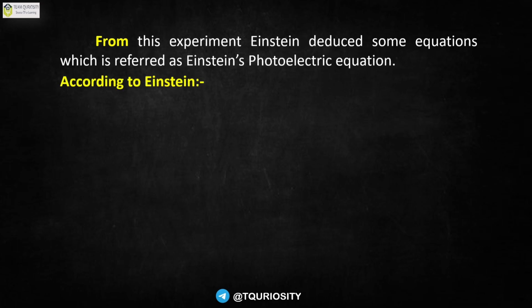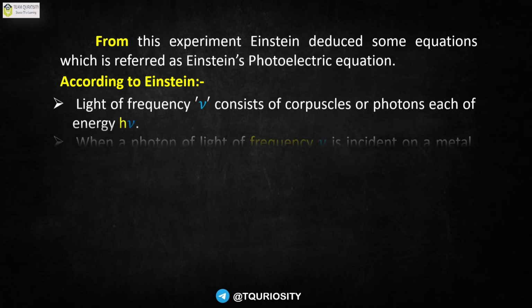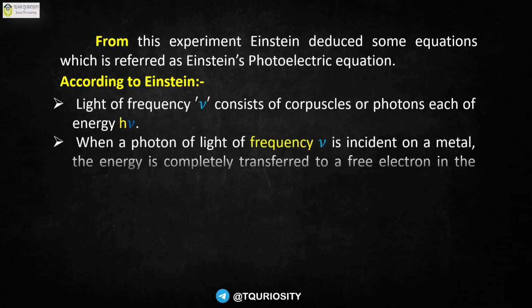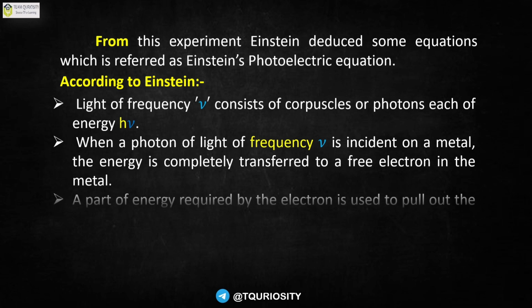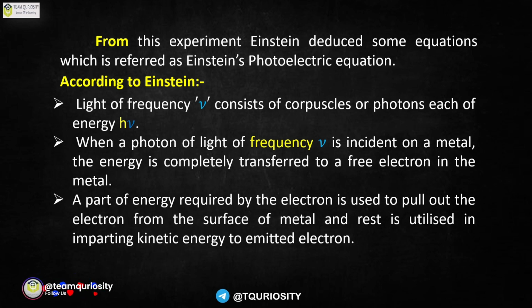According to Einstein, light of frequency mu consists of corpuscles or photons, each of energy h mu. When a photon of light of frequency mu is incident on a metal, the energy is completely transferred to a free electron in the metal. A part of the energy is used to pull the electron out from the surface of the metal and the rest is utilized in imparting kinetic energy to the emitted electron.